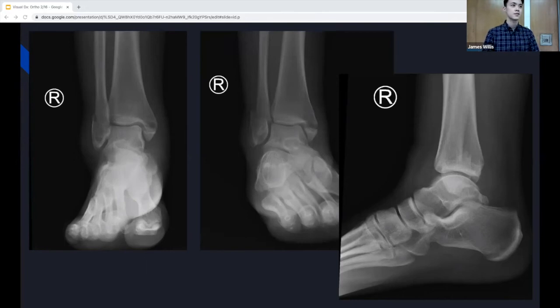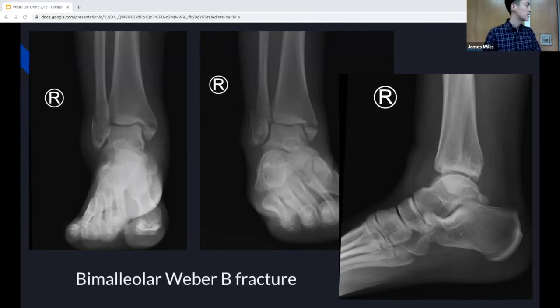Any guess? Yeah, so this is a bimalleolar fracture, okay? There is also a classification system for this. This involves both the medial and lateral malleolus. There's no involvement of the posterior malleolus.